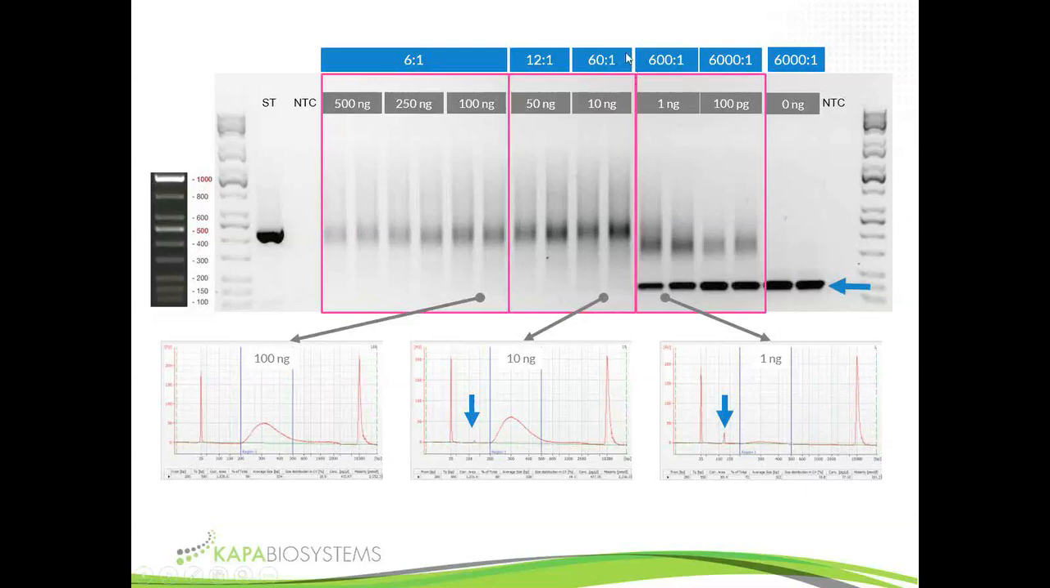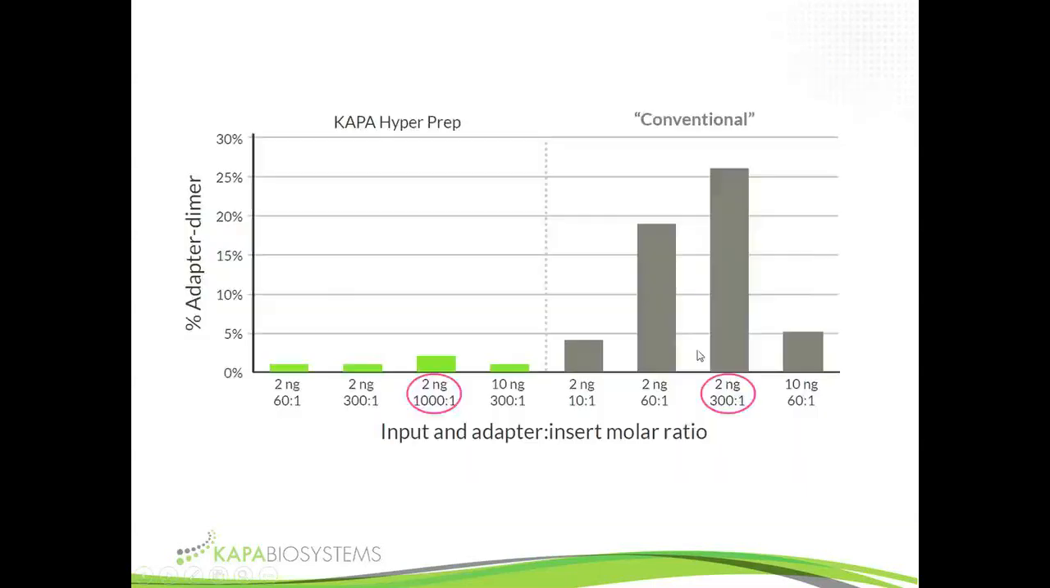One of the advantages of the HyperPrep chemistry, the cumulative and streamlined chemistry that we developed, is that it inhibits adapter dimer formation. And so not only does it allow us to drop the second cleanup after ligation, which streamlines the protocol a lot more, but it allows us to use much higher adapter insert molar ratios.